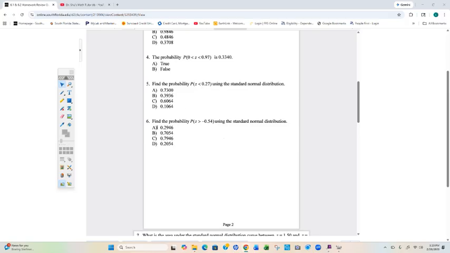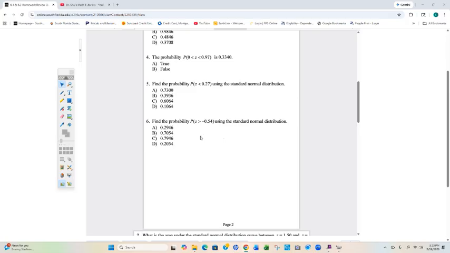Number 6, find the probability P that Z is greater than negative 0.54 using the standard normal distribution. A is 0.2946, B is 0.7054, C is 0.7946, D is 0.2054. So pause it, look at it. All right, the correct answer on number 6 is going to be B.